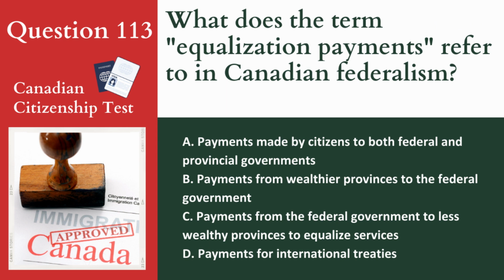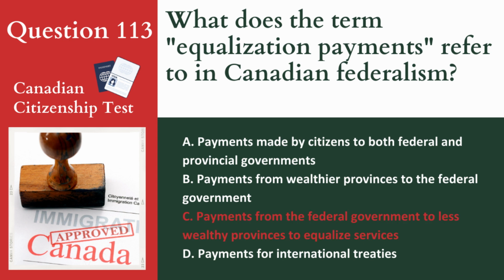Question 113. What does the term equalization payments refer to in Canadian federalism? A. Payments made by citizens to both federal and provincial governments. B. Payments from wealthier provinces to the federal government. C. Payments from the federal government to less wealthy provinces to equalize services. D. Payments for international treaties.